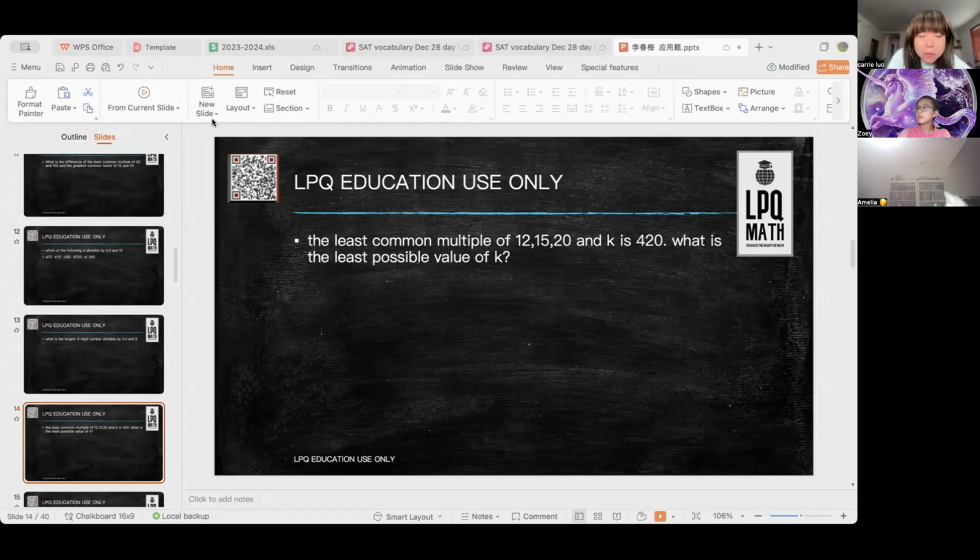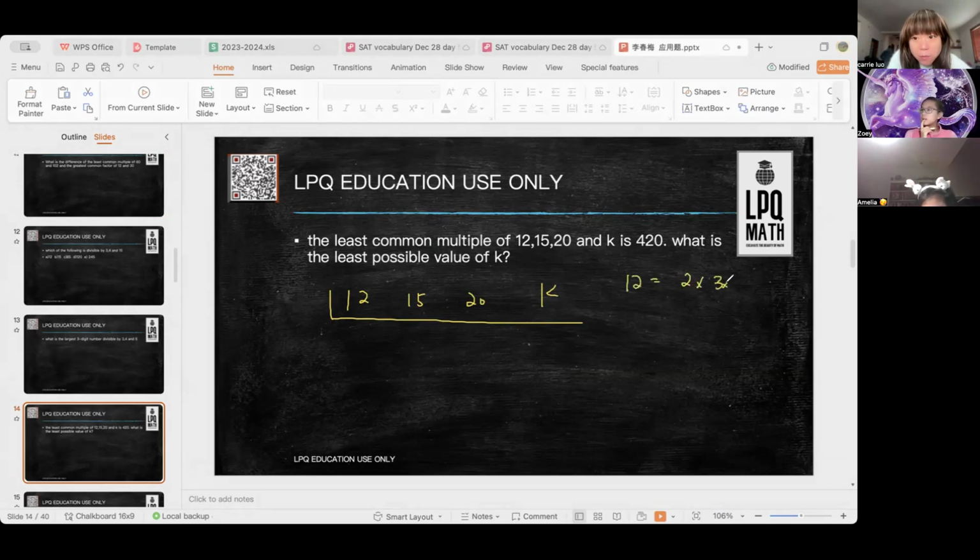Okay, so the least common multiple of 12, 15, 20, and k is 420. So what is a common factor of 12, 15, and 20? They don't have one, right? But we can just study this one. 12 equals 2 times 3 times 2. 15 equals 3 times 5, correct? And 20 equals 2 times 2 times 5.